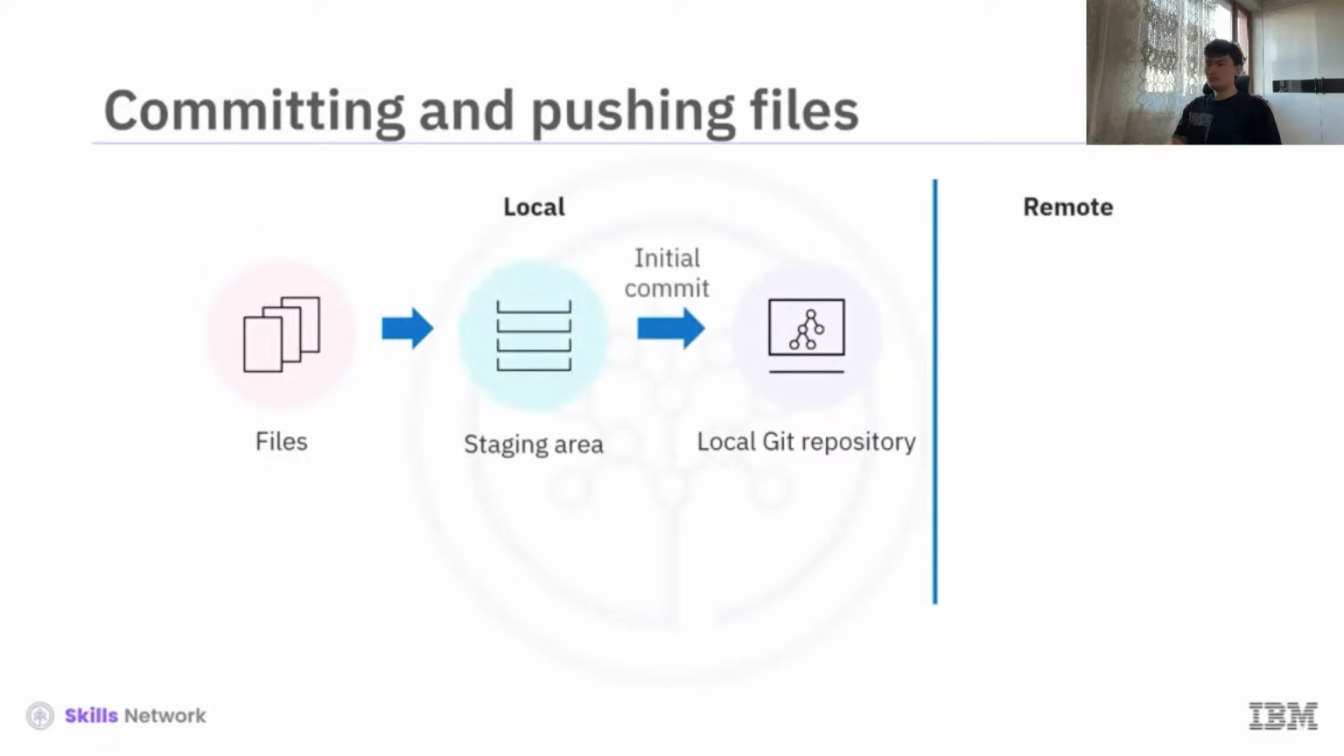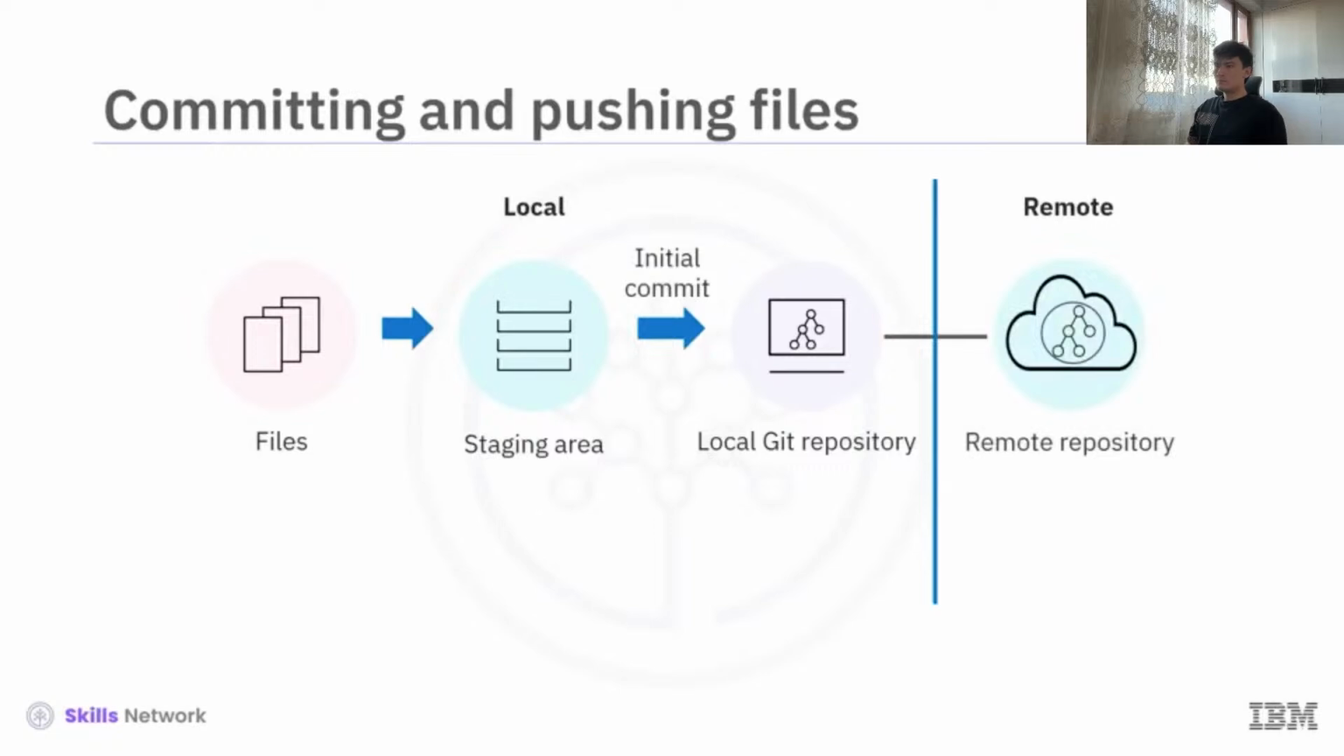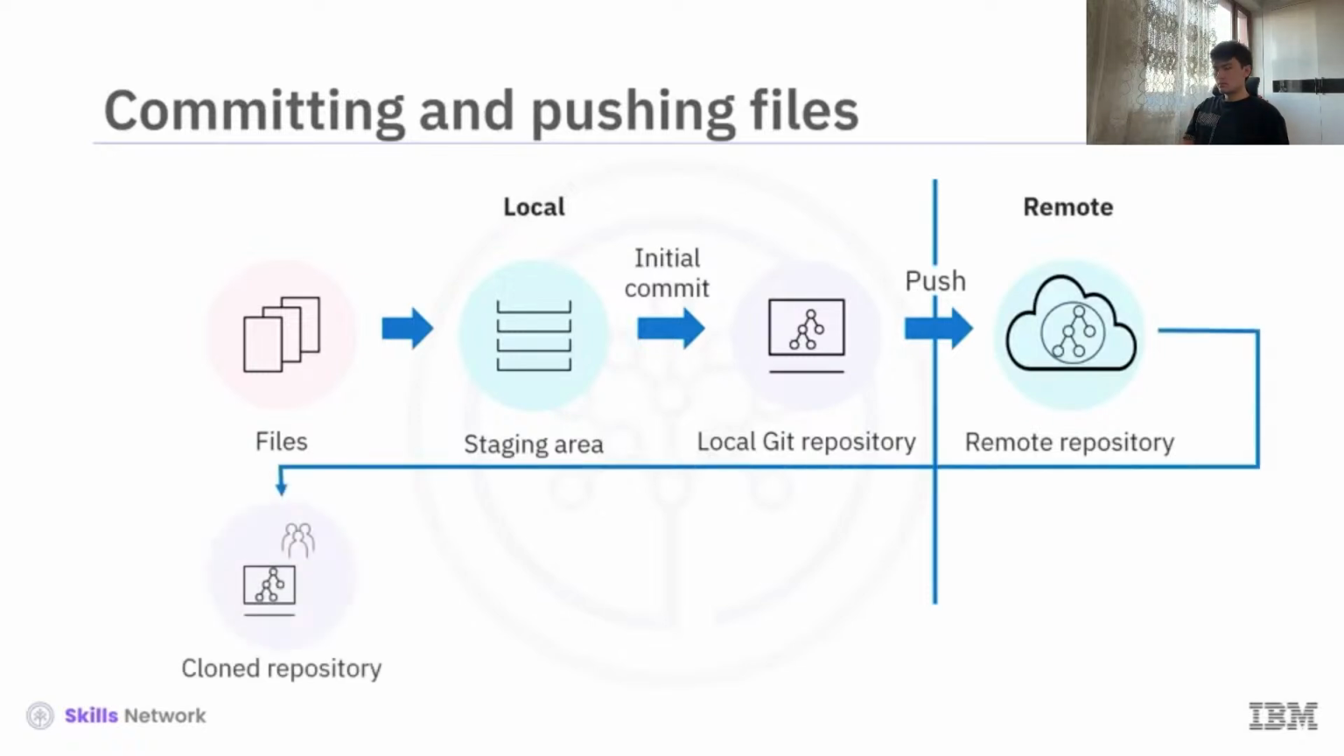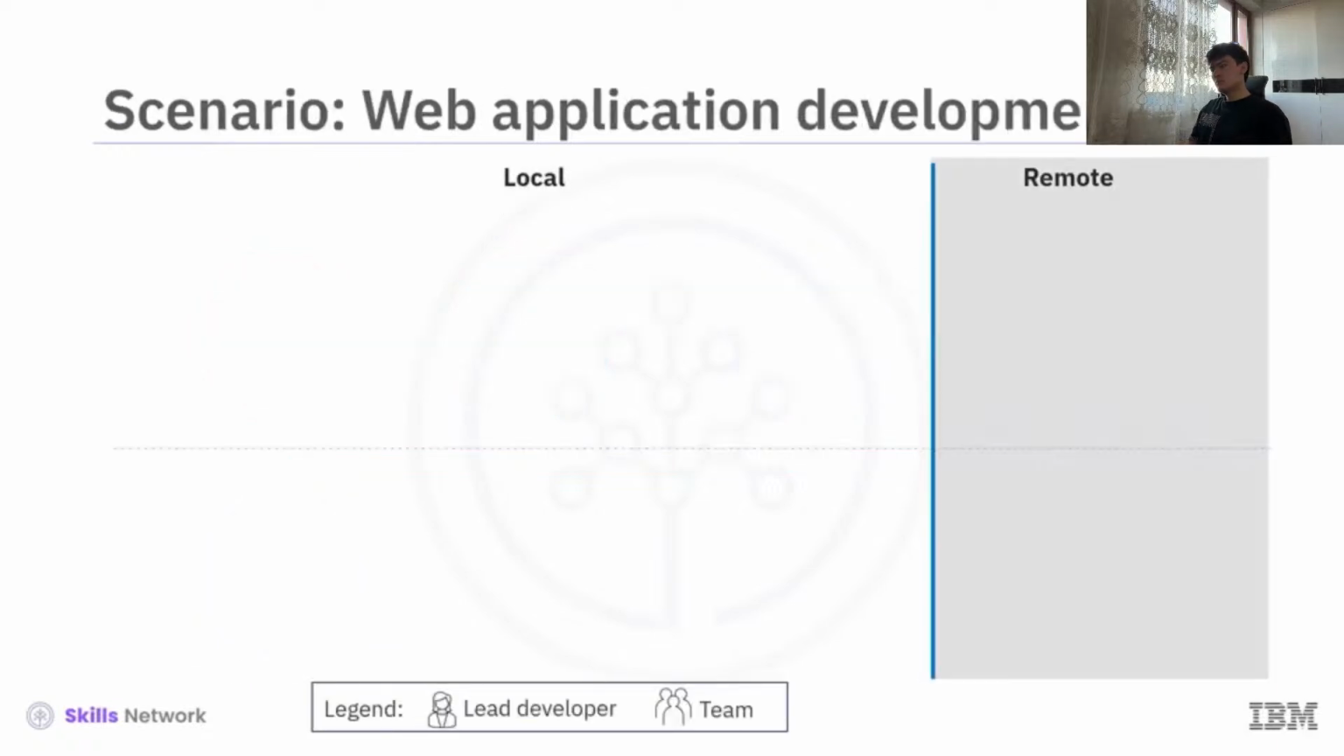After this, you will create a blank repository and link your local Git repository to the remote repository. Then, you will push all project files from your local repository to the remote repository. Other developers can clone the remote repository and follow the regular workflow for updating project files. Let's understand the workflow better with a use case.